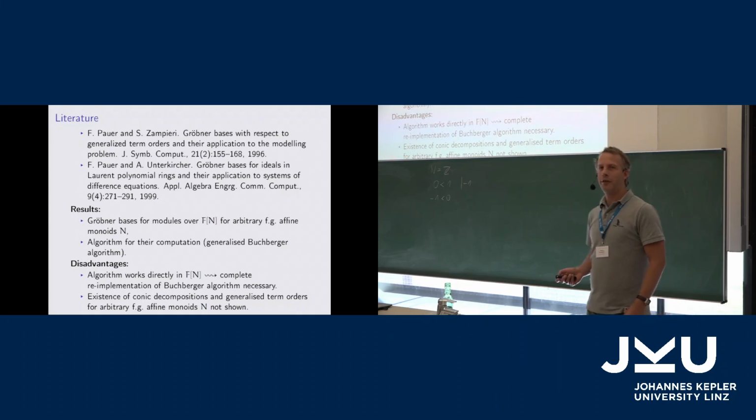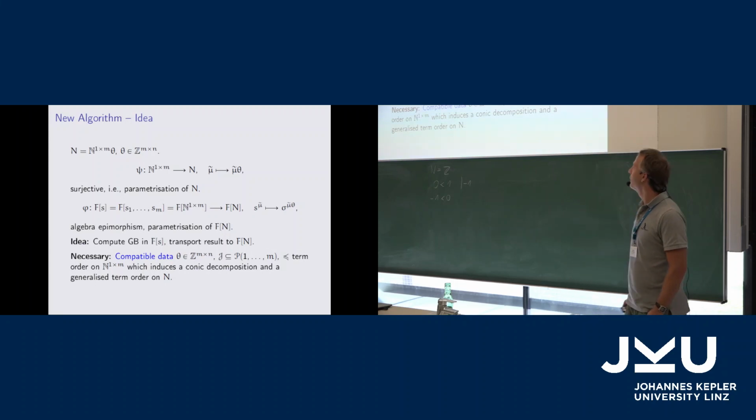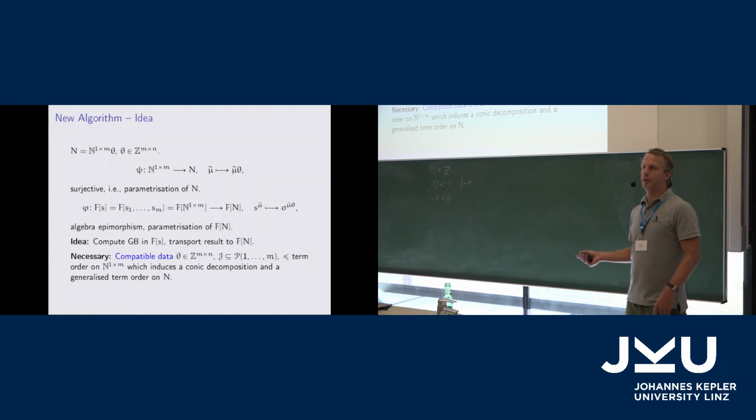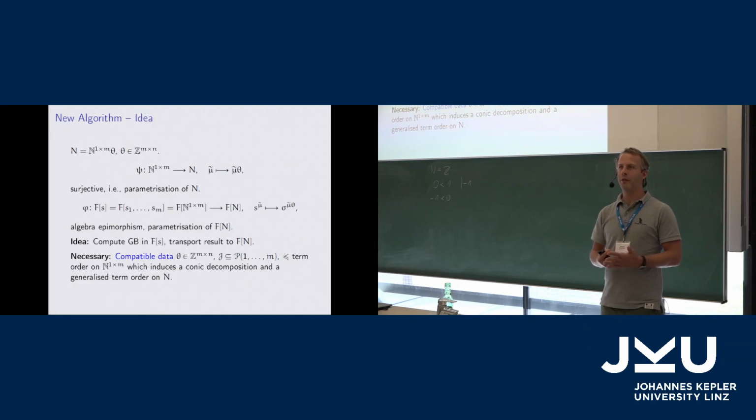So that's where my work started. I found a new algorithm, and the idea behind the algorithm is that a finitely generated monoid has a finite generating system. In other words, the monoid can be parameterized by a quadrant. And this means that the monoid algebra is parameterized by a polynomial ring. So the idea is to transport the problem to a problem in the polynomial ring, use the usual Gröbner basis methods, and then transport the result back.